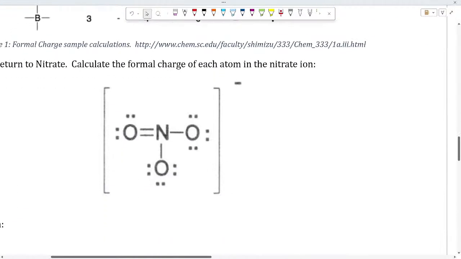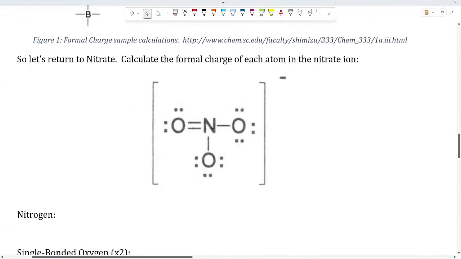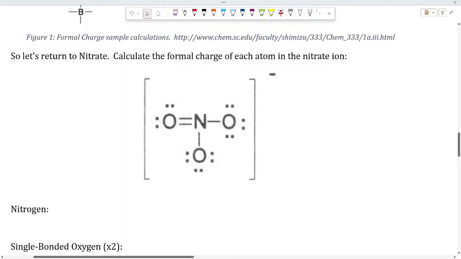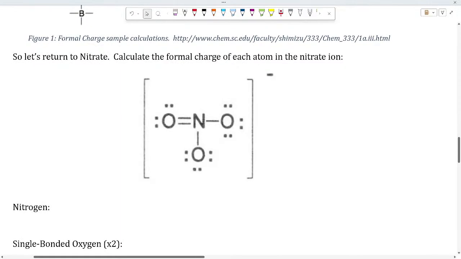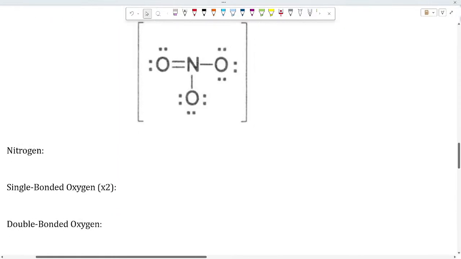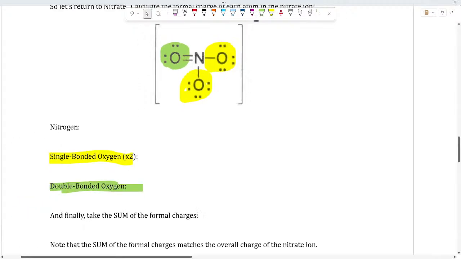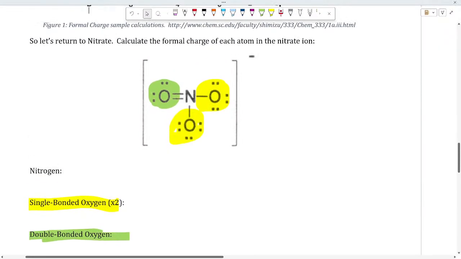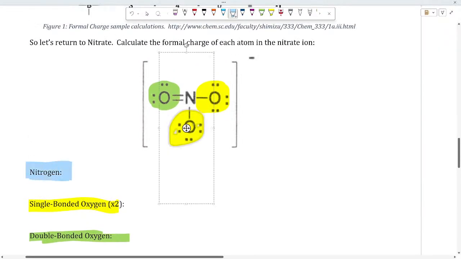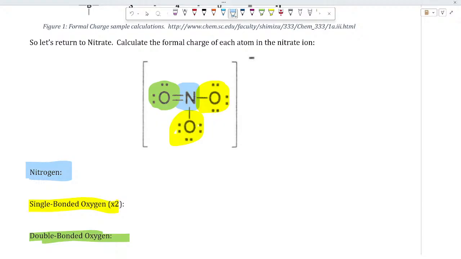Okay, let's go back to our nitrate ion. I want you to calculate the formal charge of each of these things. So the single bonded oxygens, we have 2 of them. There they are. I want to know their formal charge. And the double bonded oxygen, we've got 1 of those. I want to know its charge. And nitrogen itself, find the formal charge of each, please. All right, can you do that?